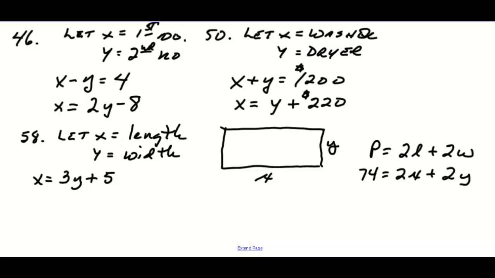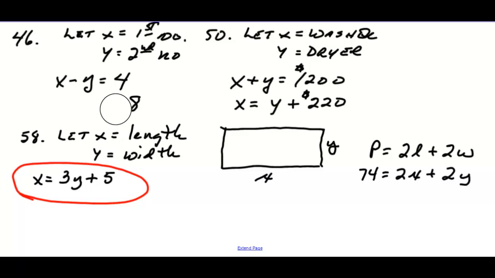Now we have our two formulas. This one looks like it lends itself to the substitution method because over here in this first formula we have x equals 3y plus 5. All right, I want to take a look at one more problem, so I'm going to have to erase here a little bit.